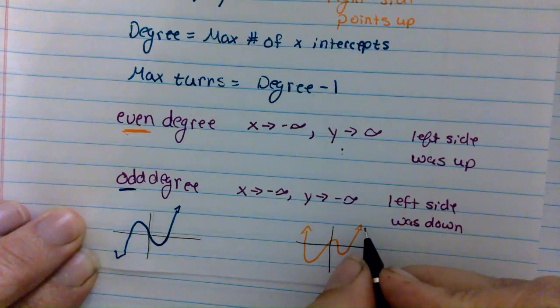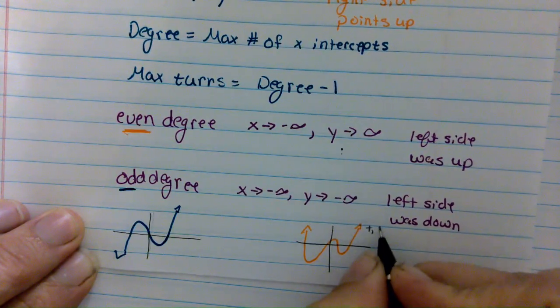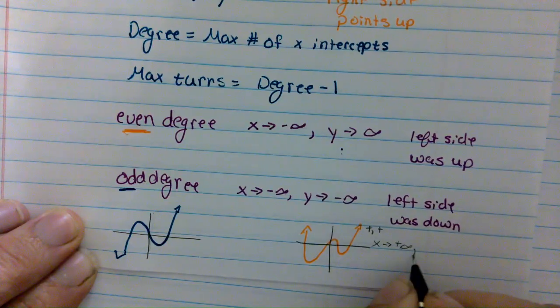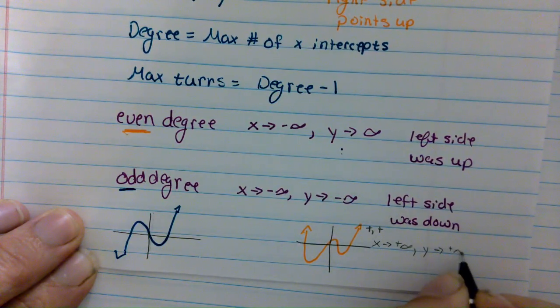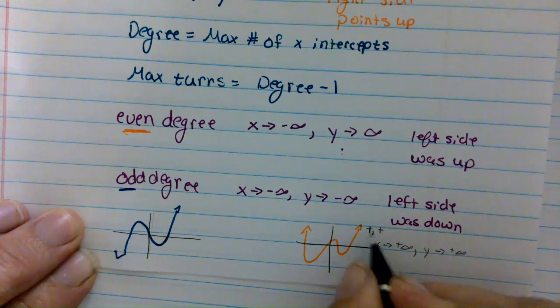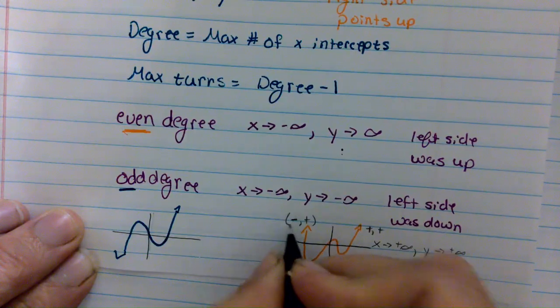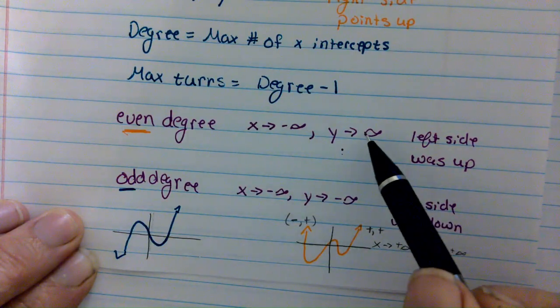This ends in quadrant 1. Quadrant 1 is positive, comma, positive. Hence why as x goes to positive infinity, y goes to positive infinity. See how the signs match the signs? Here, this is left and up. And that's why you're seeing what I wrote right here.